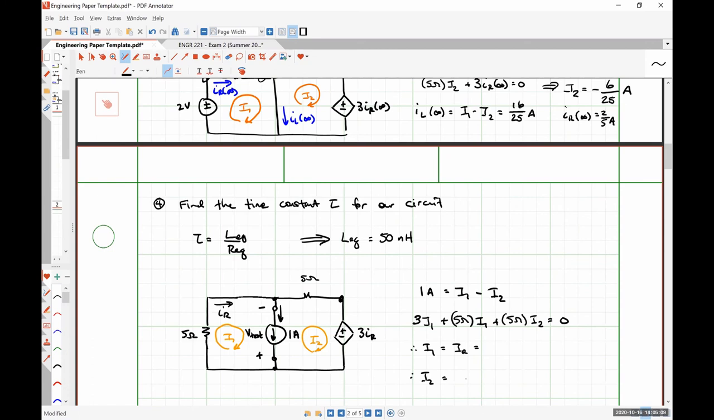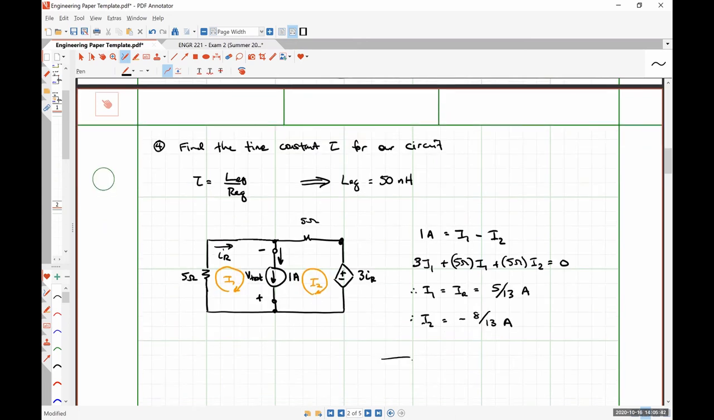All right, so I have 1, negative 1, positive 1, 3 plus 5 is 8, 5, 0. So I got I1 is equal to 5/13 of an amp. And I2 is equal to negative 8/13 of an amp. So from this, REQ is equal to, we're not quite ready yet, actually.